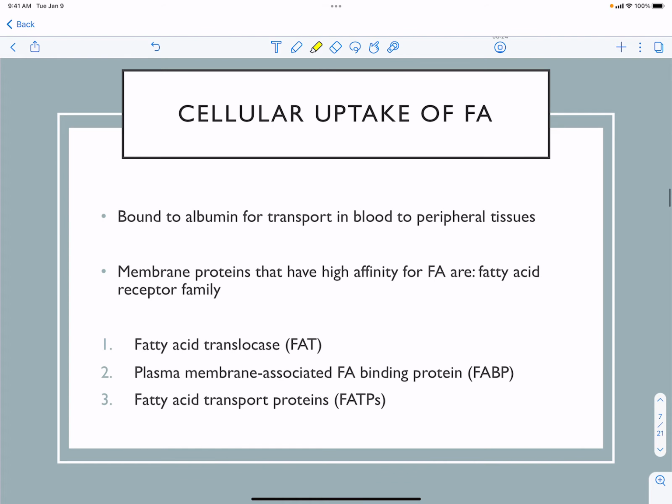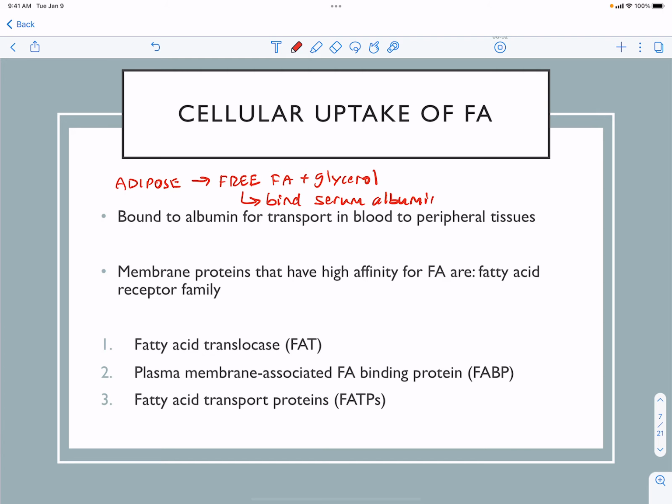All right, so let's break this down and go over this again. We're going to talk about a few more things that we're going to add. Again, we released fatty acids from your adipose tissue. These are free fatty acids plus glycerol. The free fatty acids bind to serum albumin and are picked up by cells. Your glycerol, of course, goes to the liver for gluconeogenesis.